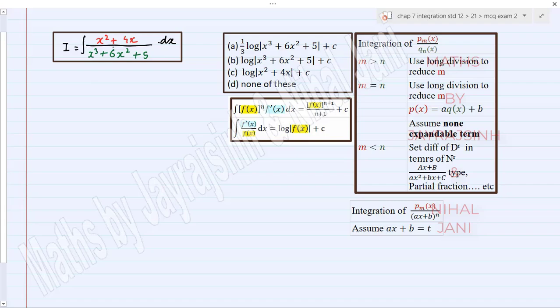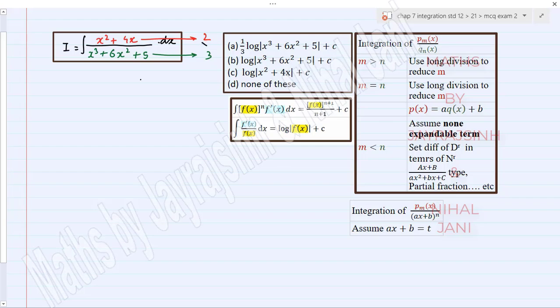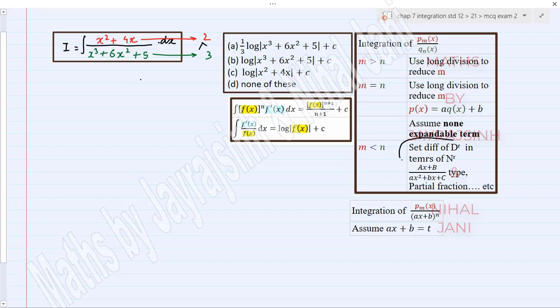Here you have to integrate x square plus 4 upon x cube plus 6x square plus 5, which is polynomial upon polynomial. So we have to check the order of polynomial. In numerator we have second order polynomial, and in denominator we have third order polynomial. So we can say the order of denominator is greater than order of numerator. So in this case, we have to set the differentiation in terms of numerator.